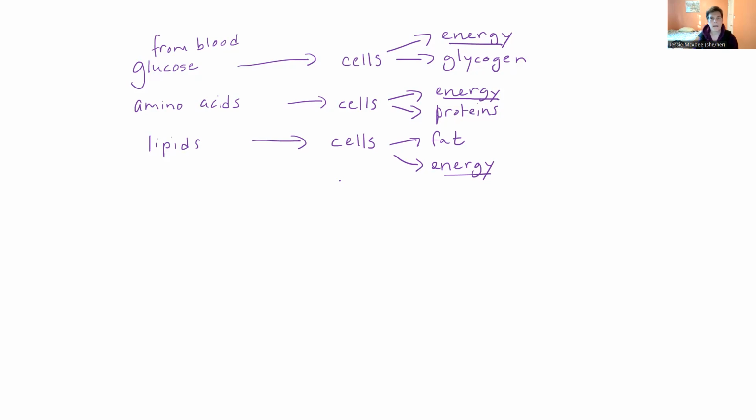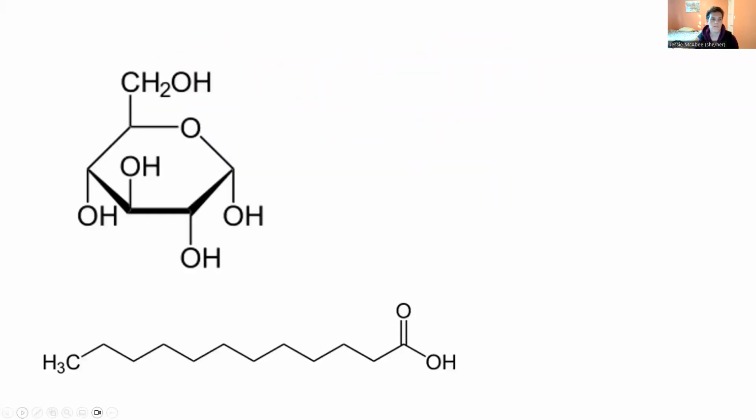So we're going to start by looking at the structures. I'm going to focus mostly on glucose and lipids as a source of energy. Proteins are more of a secondary source of energy. The cells will preferentially use glucose and lipids as a source of energy. One of the reasons why is if we look at the structure of glucose and the structure of a fatty acid. So this is glucose here. This is a fatty acid here.